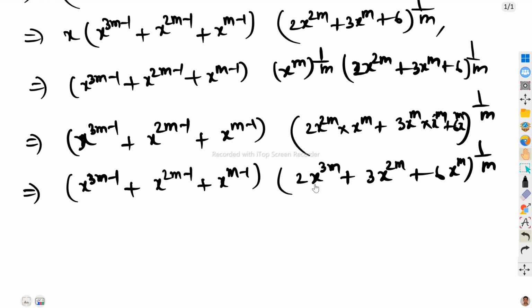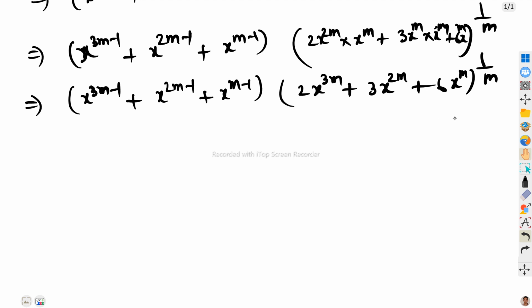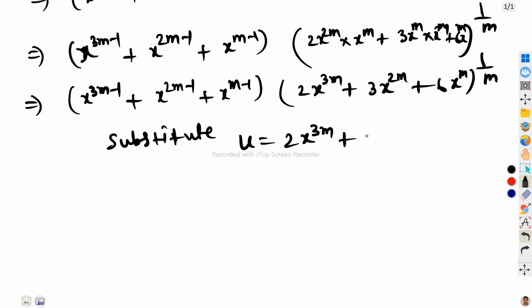Again, we are looking here that the differentiation of x^(3m) changes the power to x^(3m-1). The differentiation of x^(2m) gives x^(2m-1), and the differentiation of x^m gives x^(m-1). So we are going to take this term as u. So substitute u equals 2x^(3m) + 3x^(2m) + 6x^m.